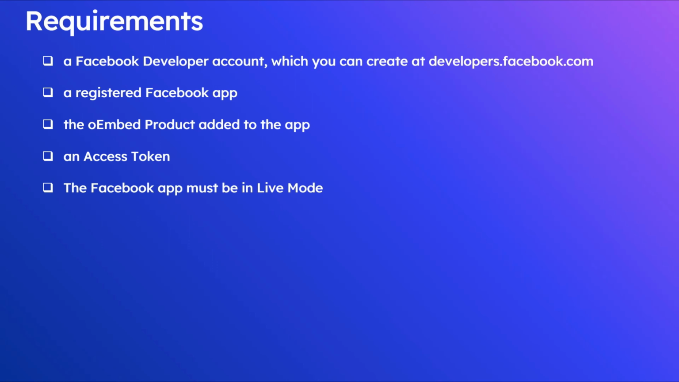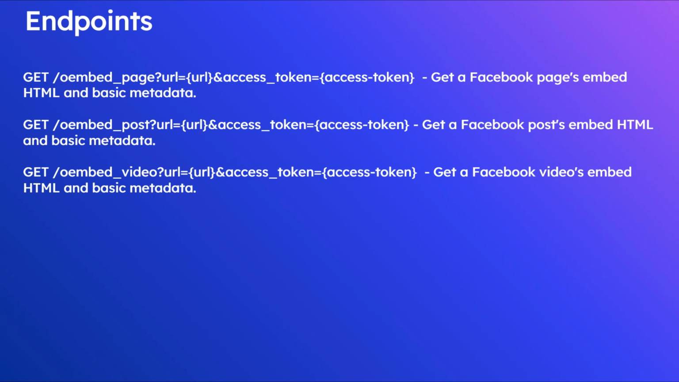Let us see some of the prerequisites to integrate Facebook OEmbed API with websites and apps. The first one is a Facebook developer account, which you can create at developers.facebook.com. Then you should register a Facebook app in developers.facebook.com. The OEmbed product should be added to the app, then the access token, and the Facebook app should be in live mode to access the API.